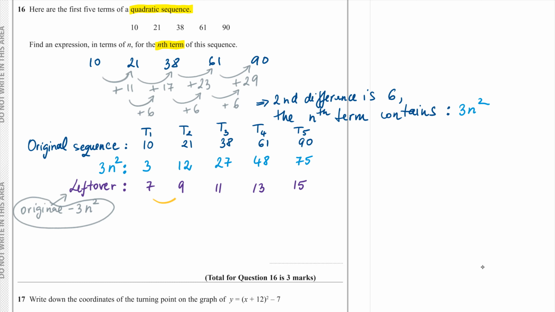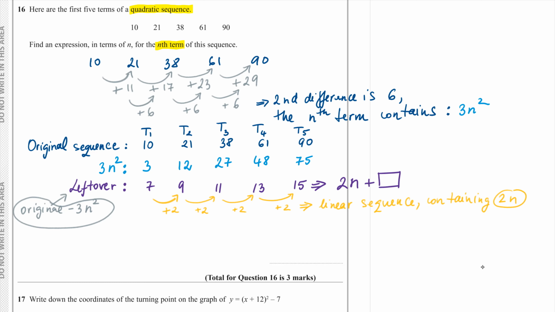To get from 7 to 9, we add 2, 9 plus 2 is 11, 11 plus 2 is 13, 13 plus 2 is 15. Because the first difference is the same, it is a linear sequence containing 2n. The reason is 2n is because repeated addition of 2 is the 2 times table. So the leftover sequence will be 2n plus something.